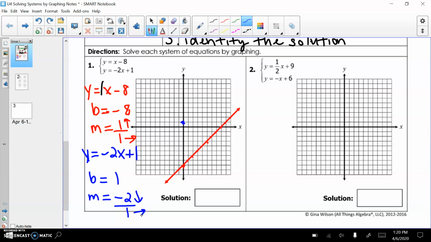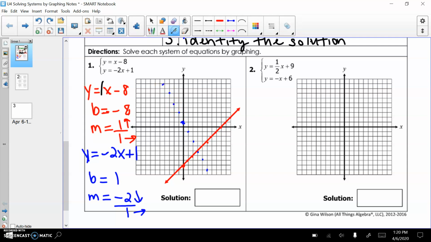From the point that I just made, I'm going to go down 2 to the right 1, put a dot, and follow that same pattern. Down 2 to the right 1, down 2 to the right 1. Keep going until you run out of graph. Then again, you can do the opposite and go up and to the left. The more points you put, the more accurate your line is going to be, especially if you don't have a straight edge at home to work with.